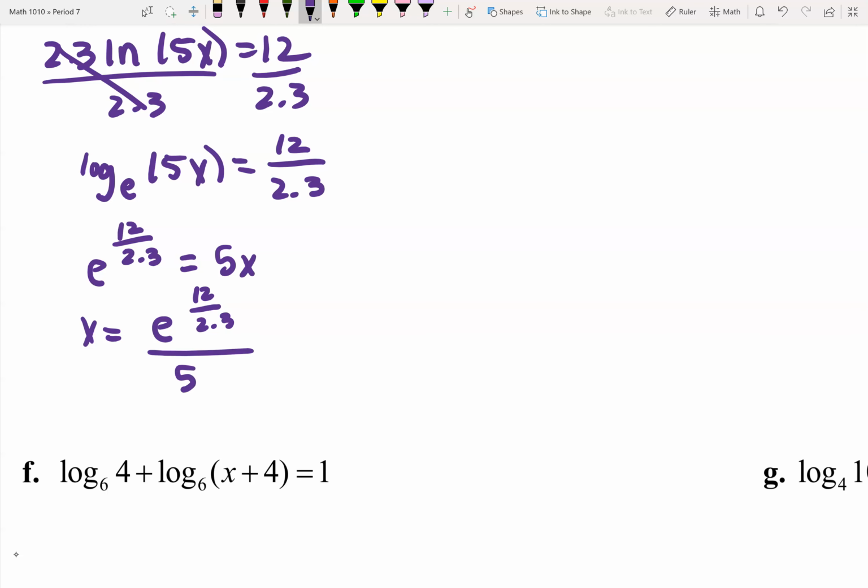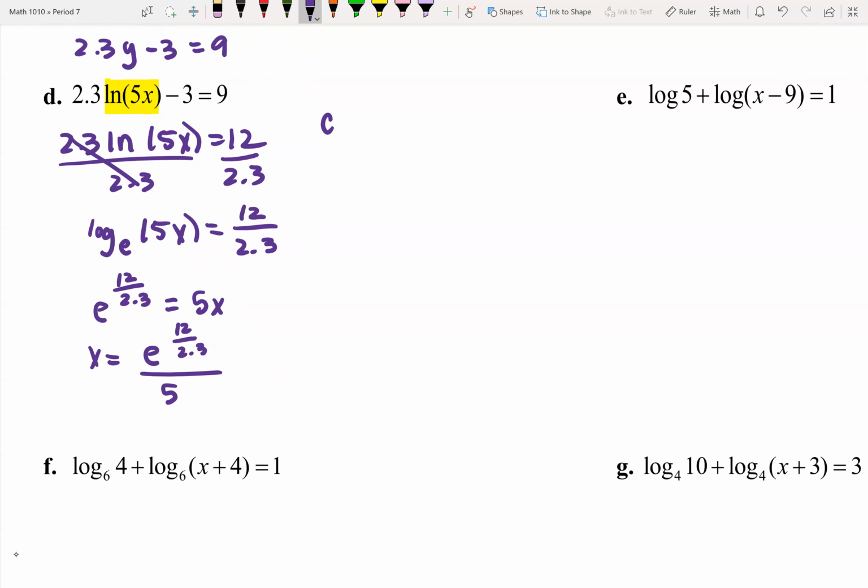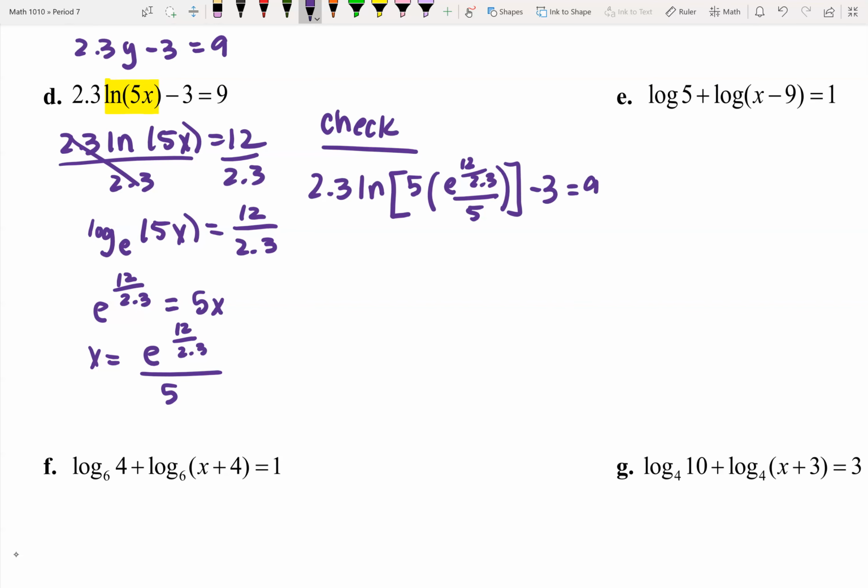Now that's pretty ugly. I know that. But you guys are smart. You can deal with it. Come over here and write the word check. Where do you always check from? The original, right? So everybody go 2.3 ln. I'm going to make that a bracket. Then I'm going to go 5, in parentheses, e to the 12 over 2.3 divided by 5. Close my parenthesis. Close my bracket. Minus 3 equals 9.